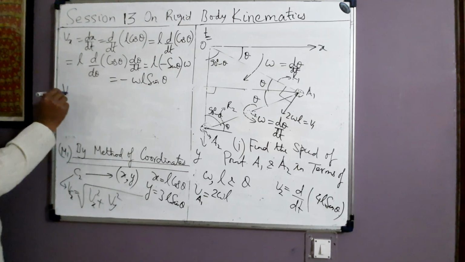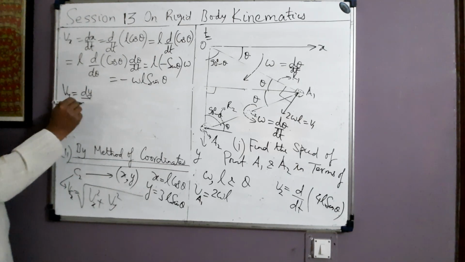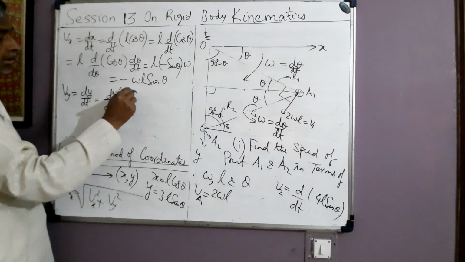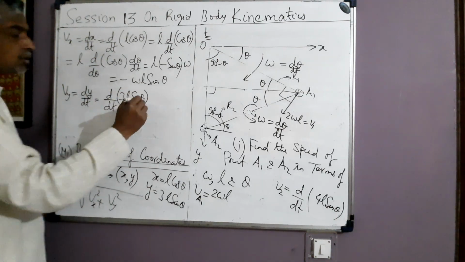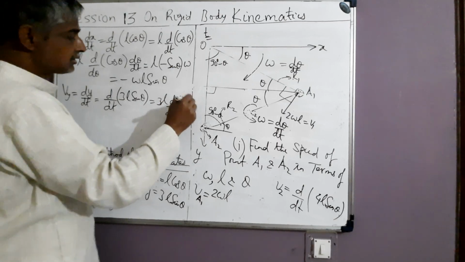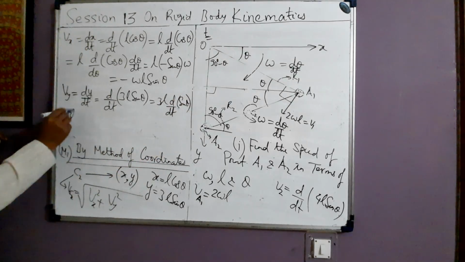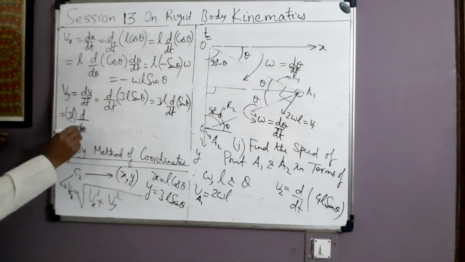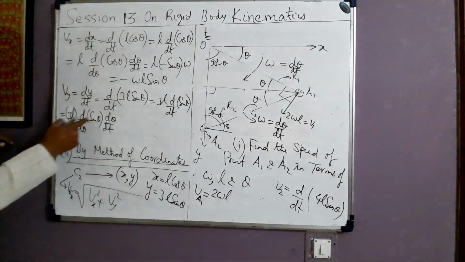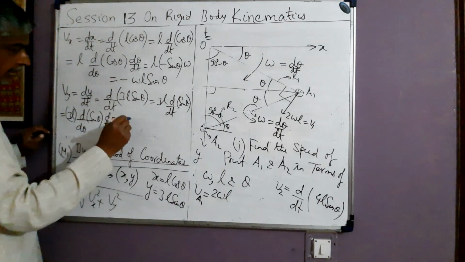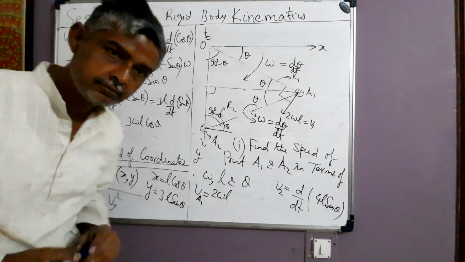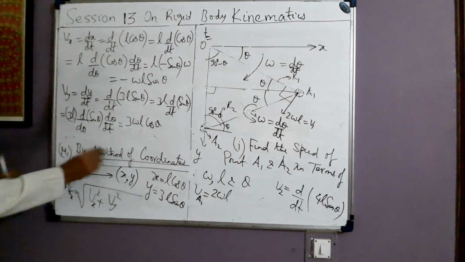Okay. Now what about Vy? Vy is dy by dt. So this becomes d by dt of 3L sin theta. Now 3L comes outside. 3L d by dt of sin theta becomes 3L d by d theta of sin theta into d theta by dt. Now this becomes cos theta and this becomes omega. So 3 omega L cos theta. Okay, so Vy has also been found.